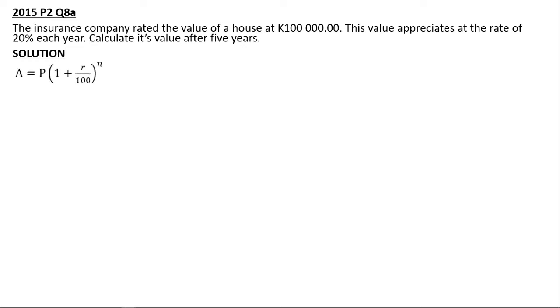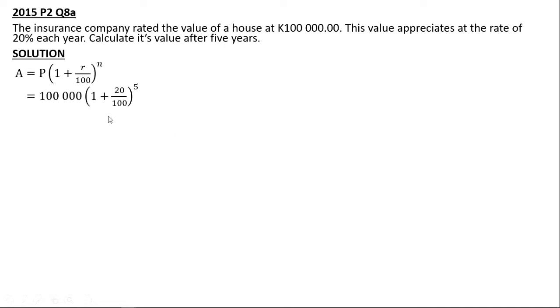So we are going to say A equals P, open your bracket, 1 plus R over 100, close your bracket to the power N. Where there's P, we'll replace 100,000. Where there's R, we'll replace a 20. And where there's N, we'll replace a 5. It will look like that.